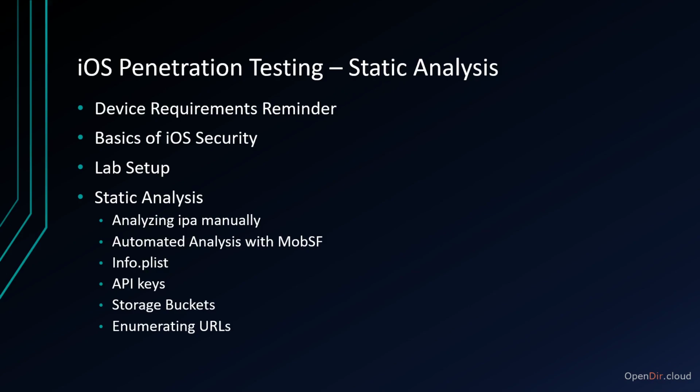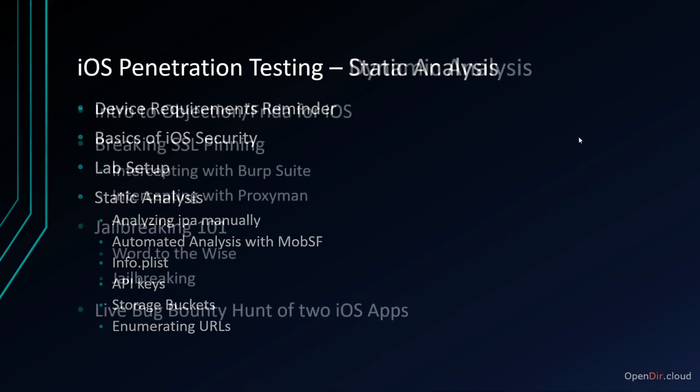We'll do our static analysis for iOS apps, including how to analyze the IPA manually and how to do it automatically using MobSF again. We'll talk about critical files like the Info.plist, how to find things like API keys, storage buckets, and URLs in your iOS applications as well.